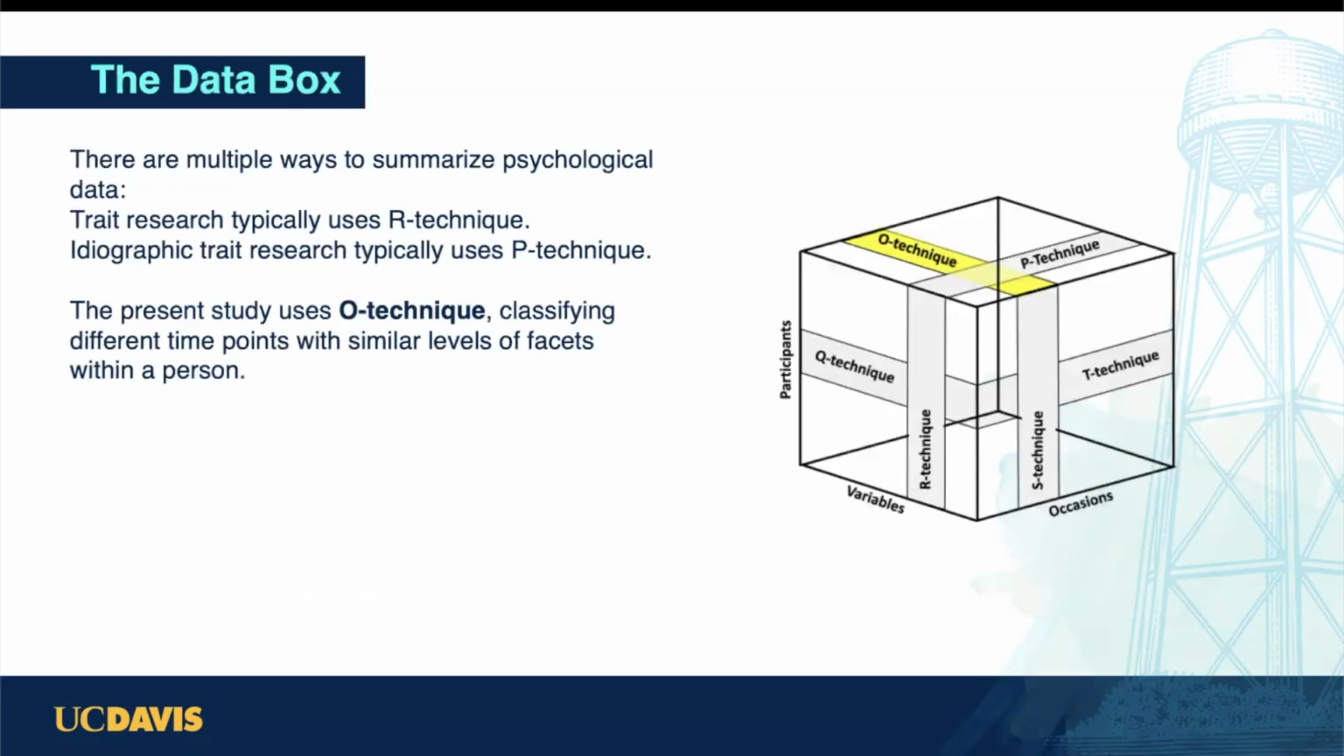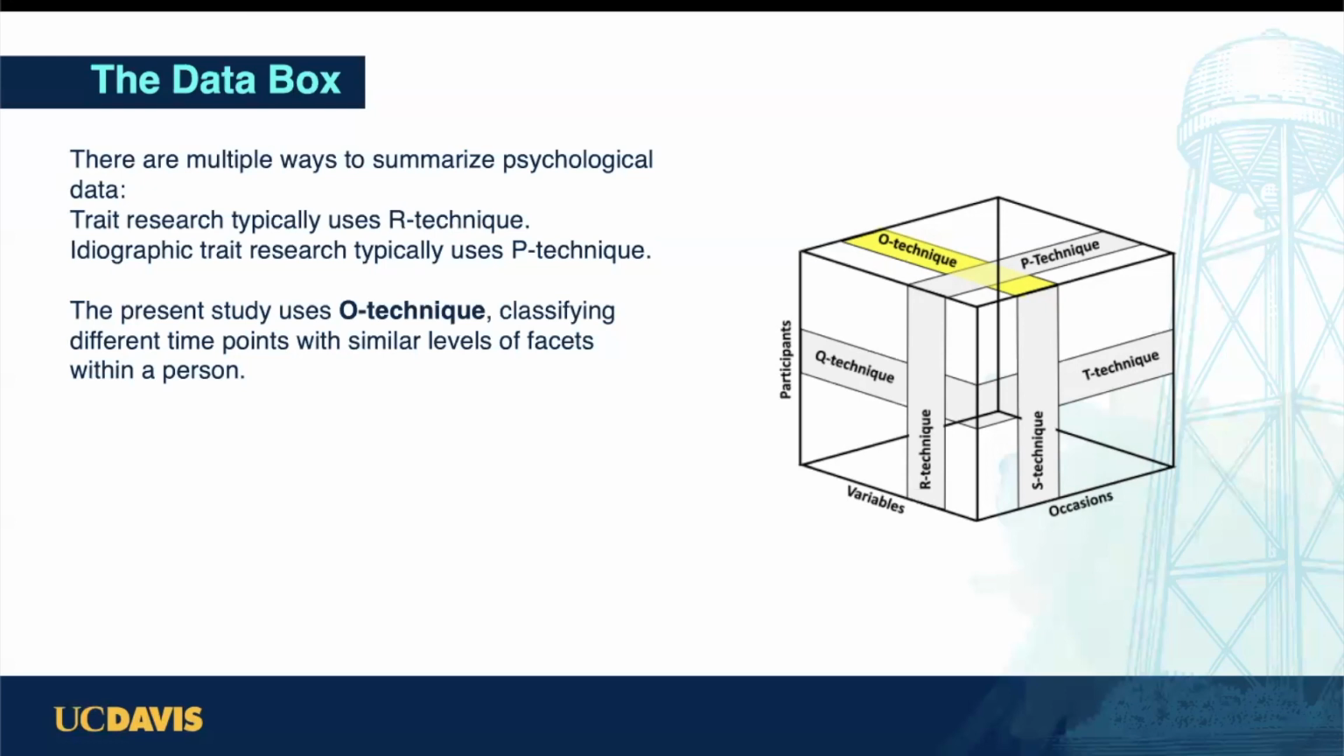So Cattell's famed data box, there are multiple ways to summarize psychological data. And one that we're all familiar with, whether we know the term or not, is R technique. And that is something like gathering a sample, giving them a survey with multiple variables at one time point, and summarizing them with something like factor analysis, resulting in, let's say, the Big Five or HEXACO. And so the present study uses O technique, which is just a different way of summarizing data.